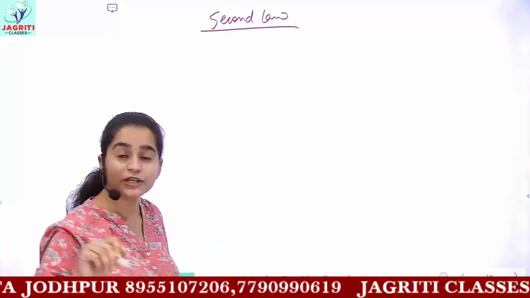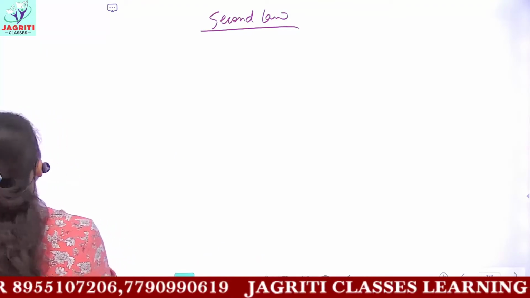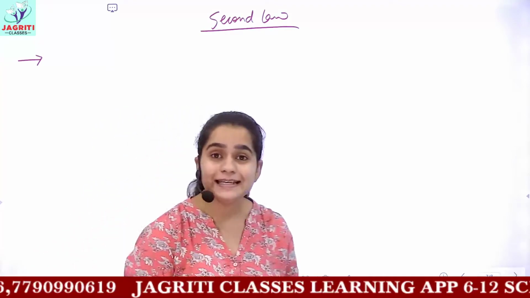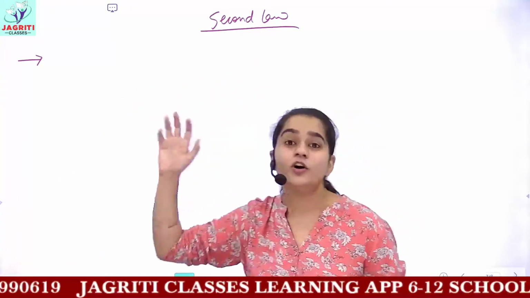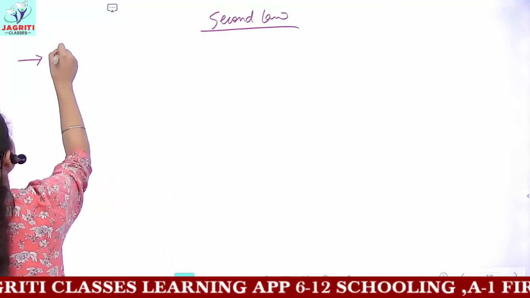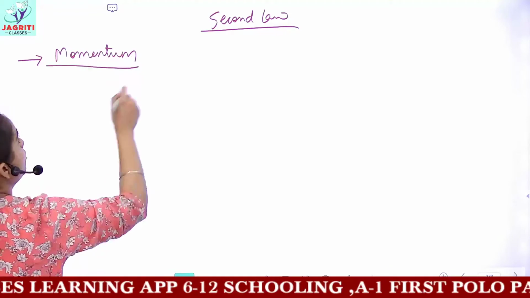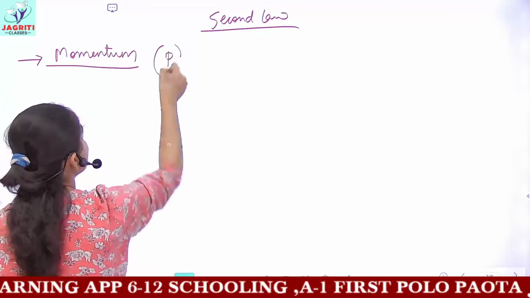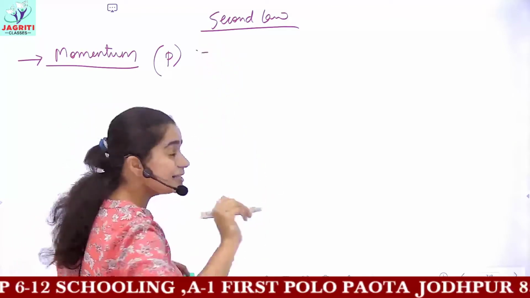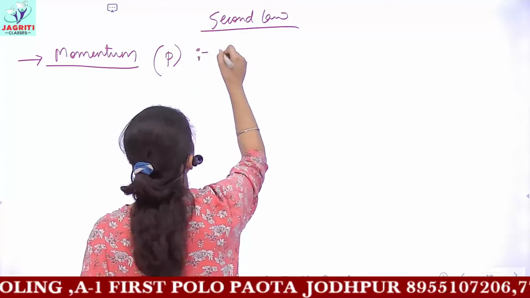Second law of motion, it was again given by Newton, and the statement of second law is what? Okay, before discussing the statement, we'll be seeing that in second law, Newton introduced a new physical quantity, and that physical quantity is called momentum. Okay, momentum is represented by alphabet P. So what is momentum? Momentum is a physical quantity. Let us write the definition of momentum.